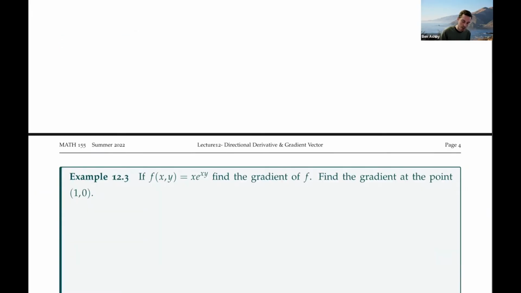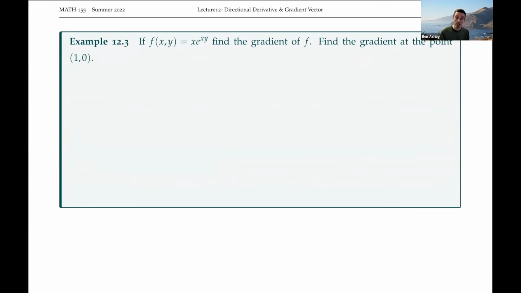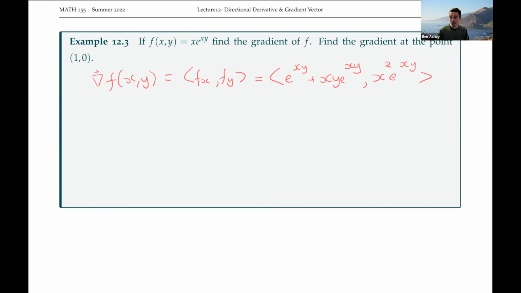Okay, so let's go through an example of what this is. Suppose we have a function f of x, y equal to x e^(xy), and we want to find the gradient of f. Well, first we work out grad of f of x, y, which is the partial with respect to x and the partial with respect to y. So the partial with respect to x in this case is e^(xy) plus x times y e^(xy). And the partial with respect to y is x squared e^(xy). So that's simply it. We just take our partial derivatives and put them in a vector.